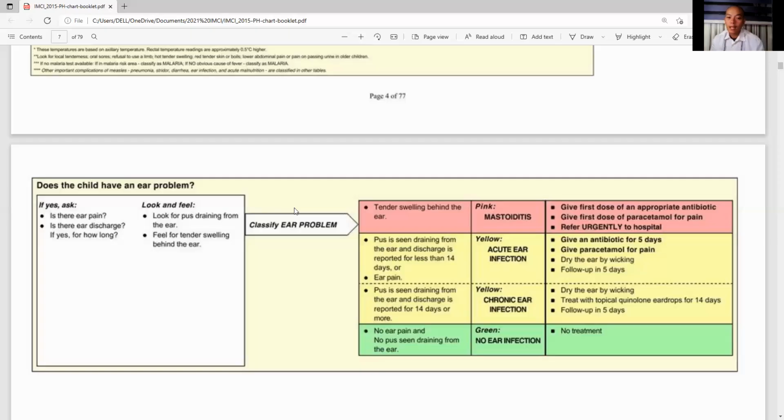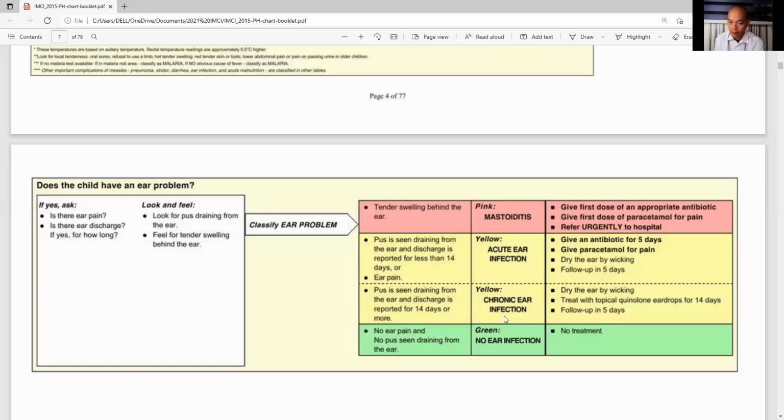Classify the ear problem. If it is tender swelling behind the ear, give mastoiditis. The classification is mastoiditis. Antibiotics, paracetamol, and refer urgently to the hospital. Pus is seen draining from the ear, less than 14 days, and there is ear pain, acute ear infection. Give antibiotics and treat. There are 2 yellows here.